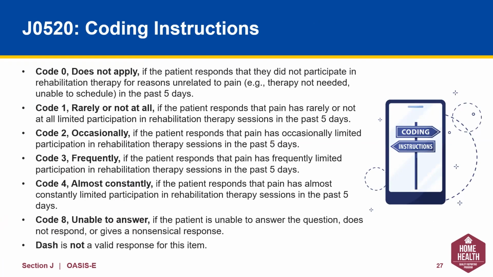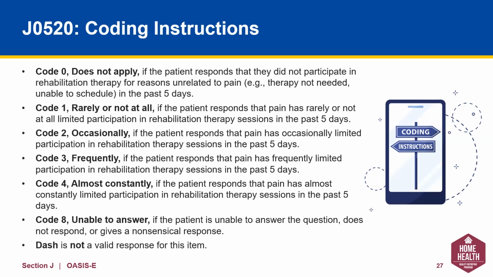When coding J0520, you ask the patient, over the past 5 days, how often have you limited your participation in rehabilitation therapy sessions due to pain? The response options include code 0, does not apply, if the patient responds that they did not participate in rehabilitation therapy for reasons unrelated to pain. So for example, if therapy wasn't needed or they were unable to schedule it in the past 5 days.